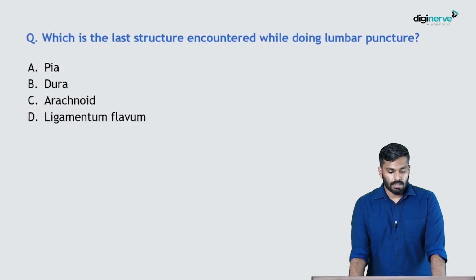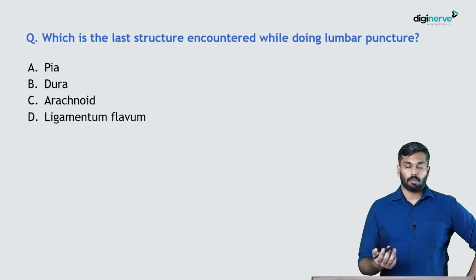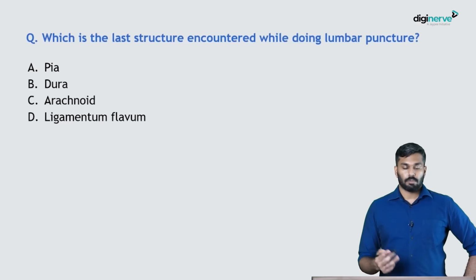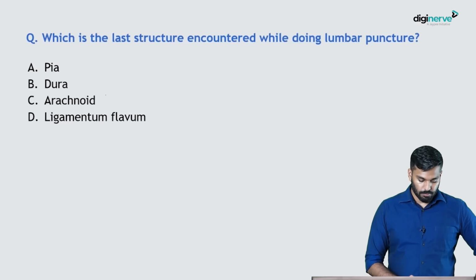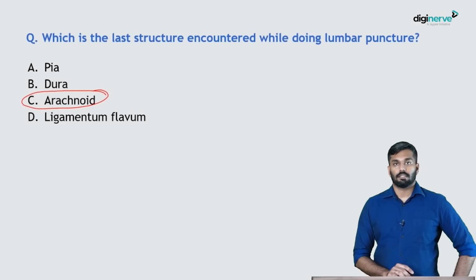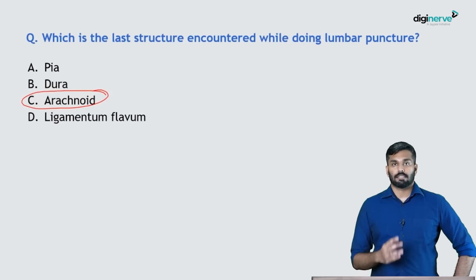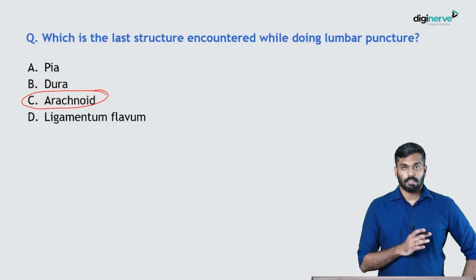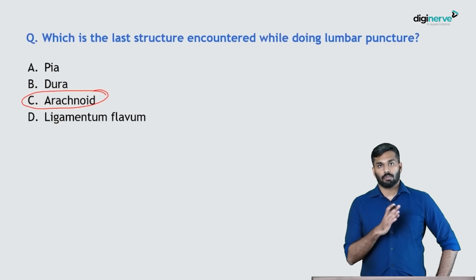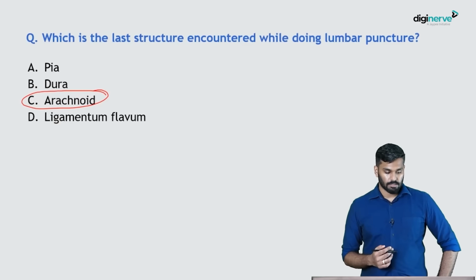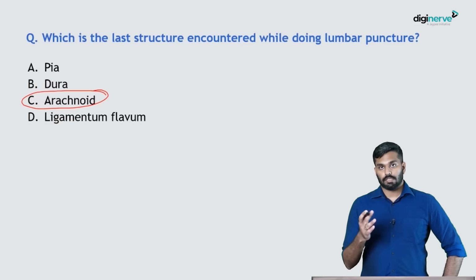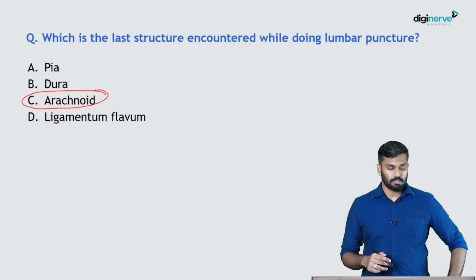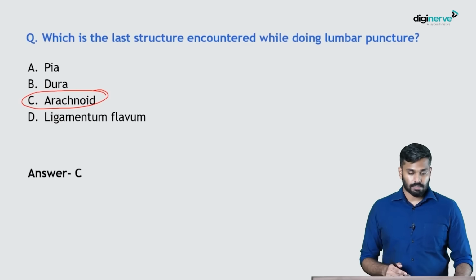So next question is, which is the last structure encountered while doing lumbar puncture? Obviously, while doing lumbar puncture, our idea is to enter the subarachnoid space where the CSF comes out, and obviously the last structure that you will be hitting will be the arachnoid layer. So again, the layers in case of a midline approach will be skin, subcutaneous tissue, supraspinous ligament, interspinous ligament, ligamentum flavum, dura, subdural space, arachnoid, and the subarachnoid space. In case of the paramedian approach, you will skip the supraspinous ligament and the interspinous ligament, and you will be going through the paraspinous muscle. Yes, the answer is C.